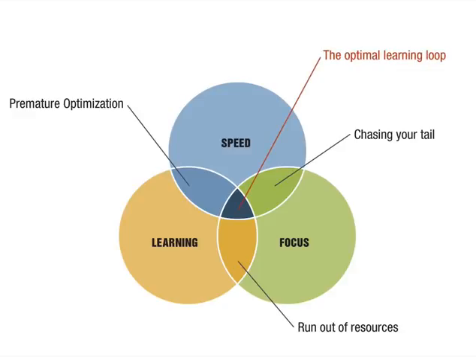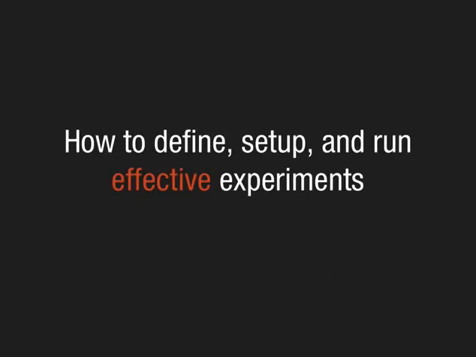So the key point I want to drive home is that in order to build an optimal learning loop, you need to design your experiments to maximize on all three things: speed, learning, and focus. Next, I'm going to cover some ground rules for running effective experiments.